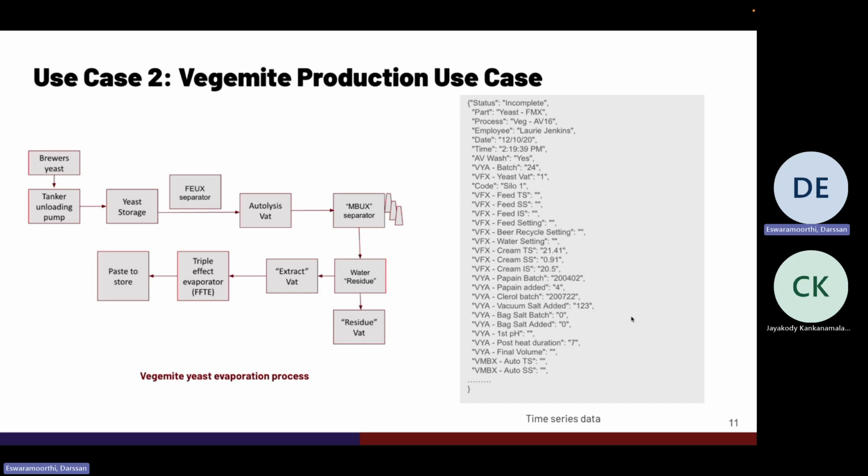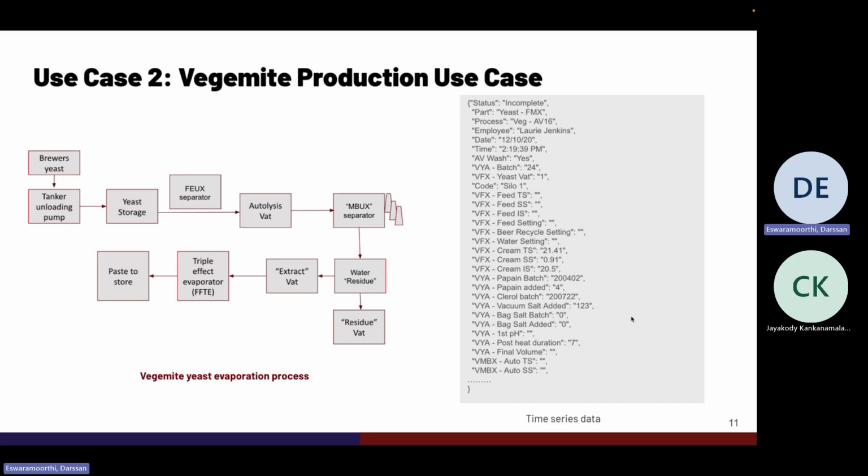So now we'll take a look at a second use case where Foresight is successfully deployed. This use case shows how it is used in an industrial setting, specifically in Vegemite production at Swinburne University in Australia. The process begins with brewer's yeast. It's pumped into storage, processed through multiple vats, separators, and eventually reduced to a concentrated paste using a triple effect evaporator. Foresight in this use case is used to predict the solid weight of each process sample.